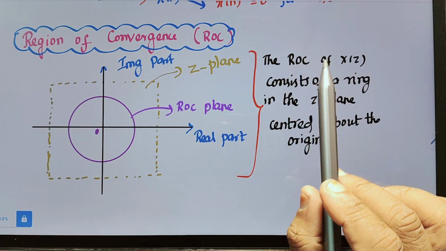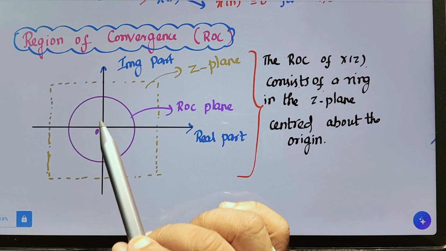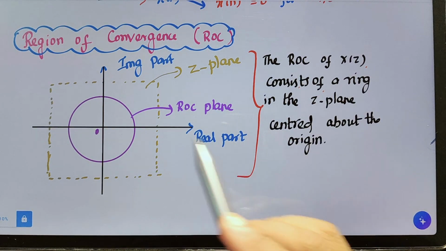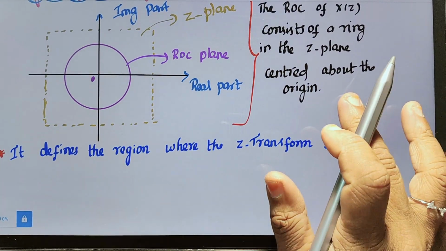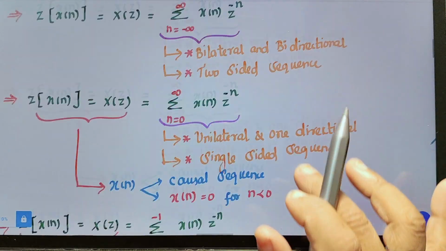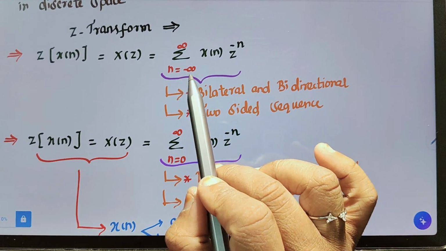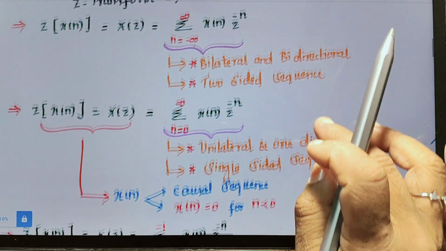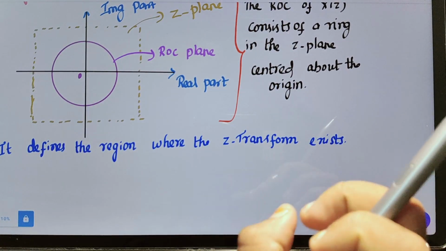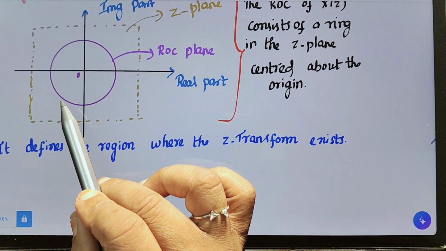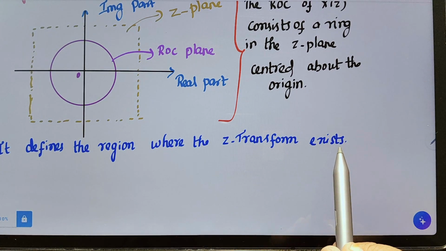See the definition. The ROC of X of z consists of a ring. This is a ring, right? So this is a ring in the Z plane centered about the origin. This is the origin. Okay, let's define the region where the Z-transform exists. As per the definition, this is the definition of the Z-transform, and the sum can be infinite because the limit is minus infinity to plus infinity. This is an infinite transform, right? So the infinite transform has to be controlled to a limited range. They define this region where the Z-transform exists. Okay, next.